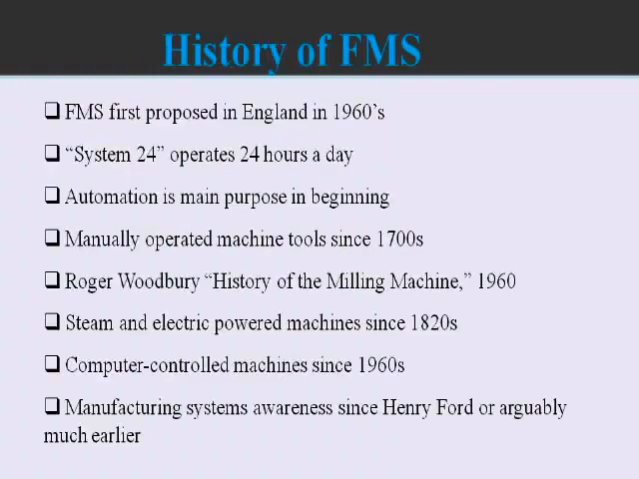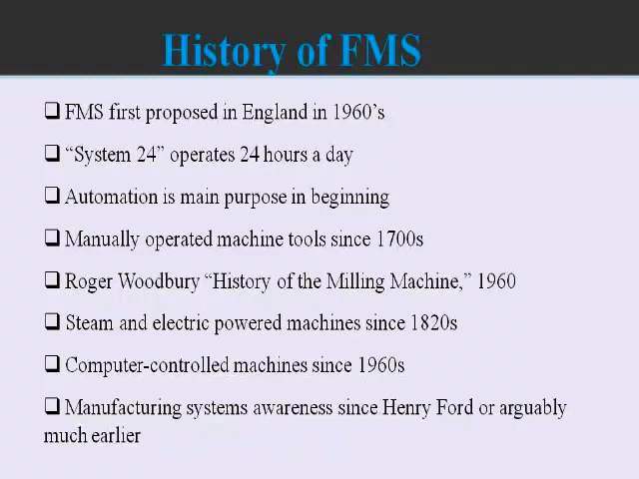And because FMS is a mid-volume production system, it can be considered as a batch processing system. Let us just discuss the brief history of flexible manufacturing systems. Flexible manufacturing systems were first proposed in England in the 1960s. System 24 was developed at the time, which was operated for 24 hours continuously. Automation is the main purpose for the development of FMS.